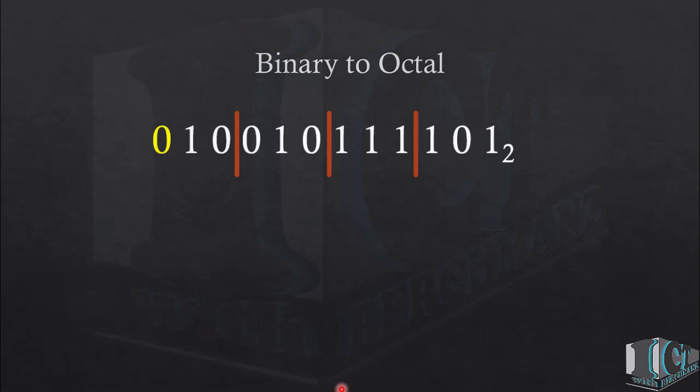Now what we have to do is write the corresponding octal values for these 3-digit values. Starting from the first one, I have 5 here, then this is 7, this is 2, and this is 2 again. If I put them together, this will give me the octal value for the binary number that we had in the beginning. So this is how you convert a binary number to octal.